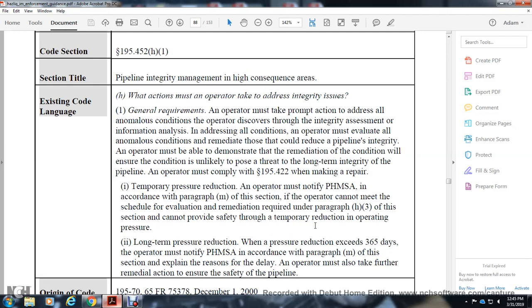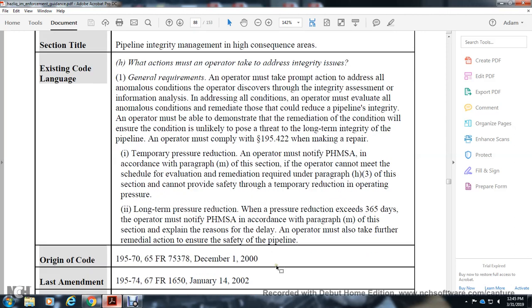The paragraph at the end of the section: the operator cannot make the repair within the schedule of the evaluation and remediation required, then paragraph H3 of the section: the operator cannot provide safety with a temporary reduction of the operating pressure, with a long-term pressure reduction exceeding 365 days. The operator must explain the reason for the delay. The operator must make further remedial action to ensure the safety of the pipeline.